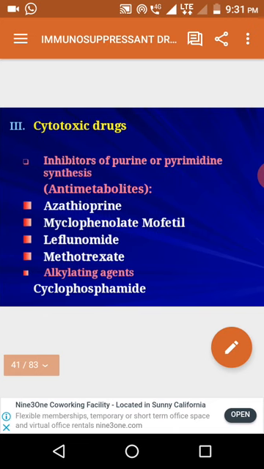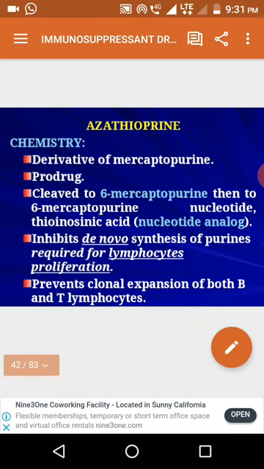Next, other cytotoxic drugs. After glucocorticoids, other cytotoxic drugs, examples: purine and pyrimidine antimetabolites like azathioprine, mycophenolate mofetil, leflunomide and methotrexate, and alkylating agents. Azathioprine and mercaptopurine are the same; azathioprine is a prodrug which is cleaved into mercaptopurine.